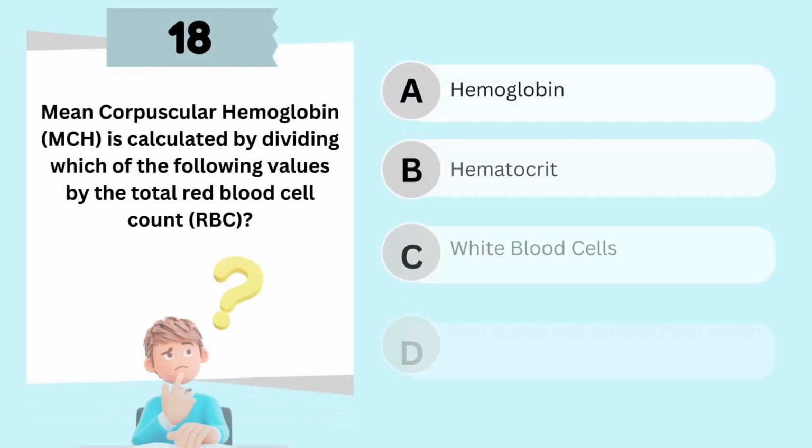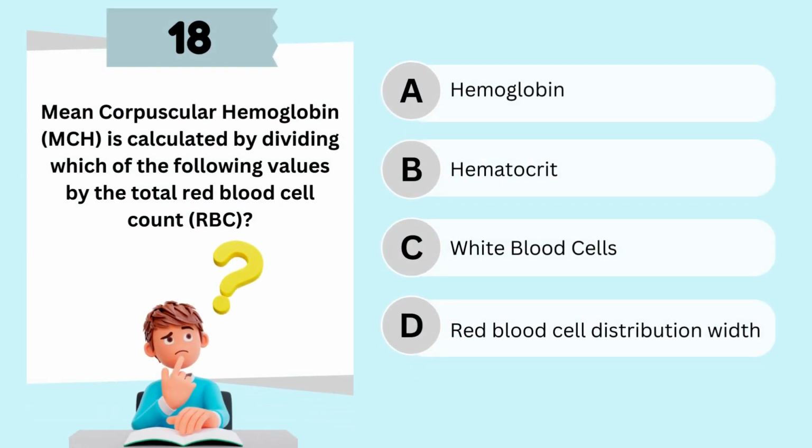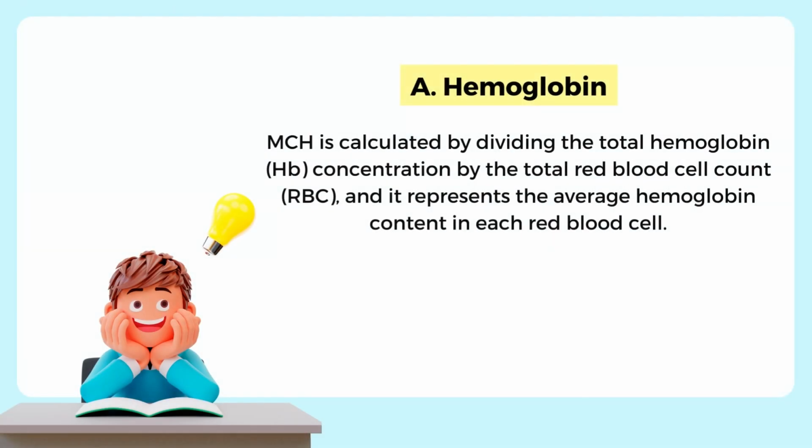Mean corpuscular hemoglobin is calculated by dividing which of the following values by the total red blood cell count? The correct answer is A. Hemoglobin.